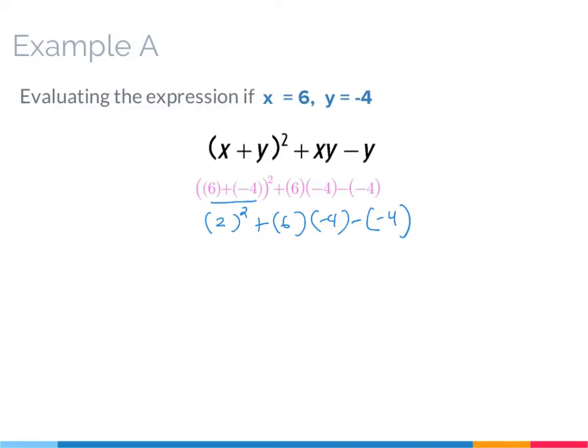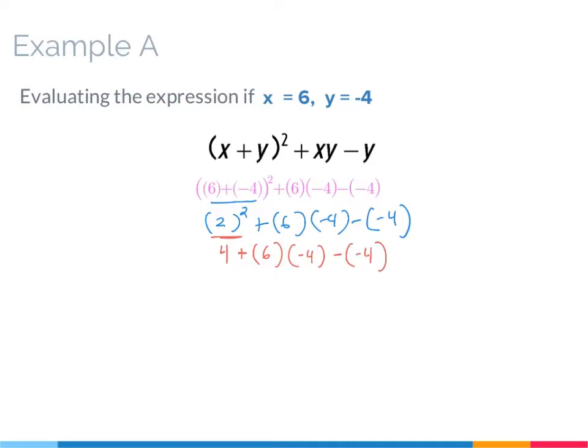In this case, I'm going to be doing exponents. So that 2 squared is going to be 4. So I'm going to write down my 4, bring down my plus sign, bring down my 6 in parentheses, my negative 4 in parentheses, minus, and bring down my negative 4, again in parentheses. So now I've got no more exponents, so I'm going to be moving on to multiplication and division.